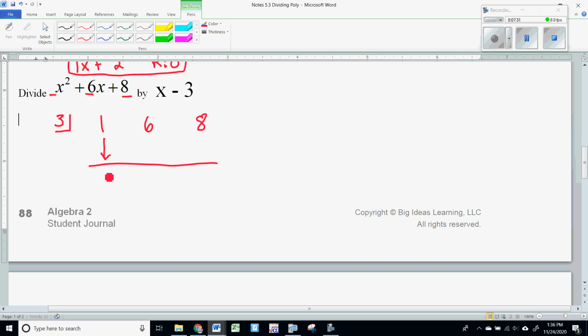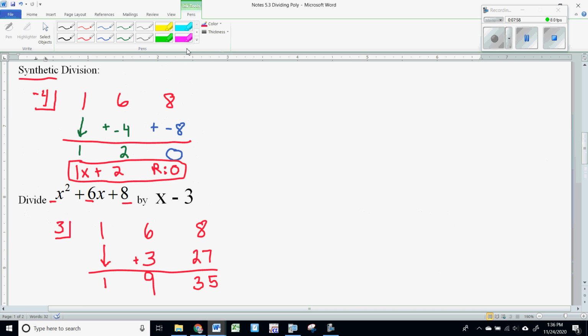We drop the 1. Now we multiply. 3 times 1 is 3. Now we add. 6 plus 3 is 9. Now we multiply. 3 times 9 is 27. And we add and get 35. Now, the thing to look back at on our previous one is it always works out that this last number there is always the remainder.